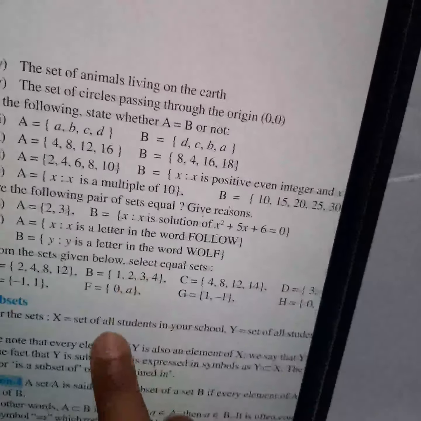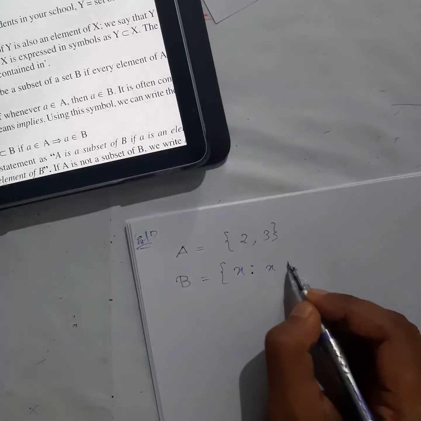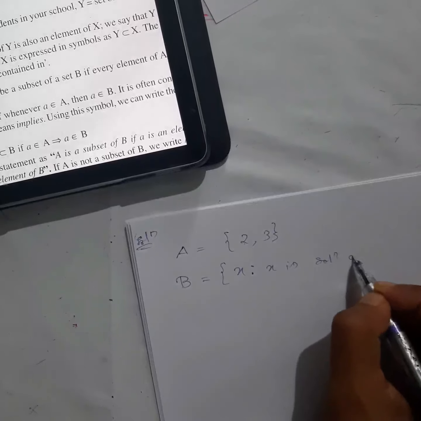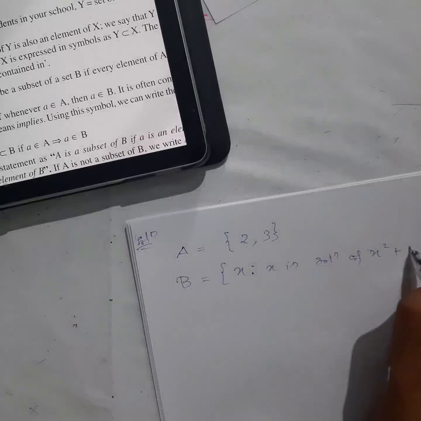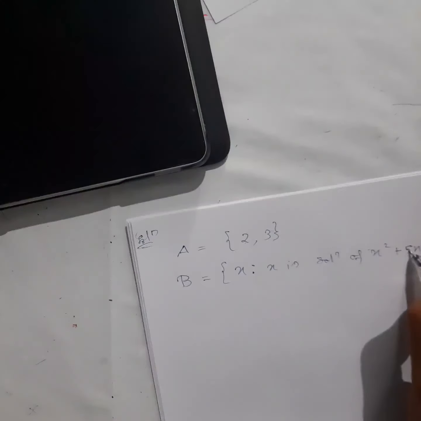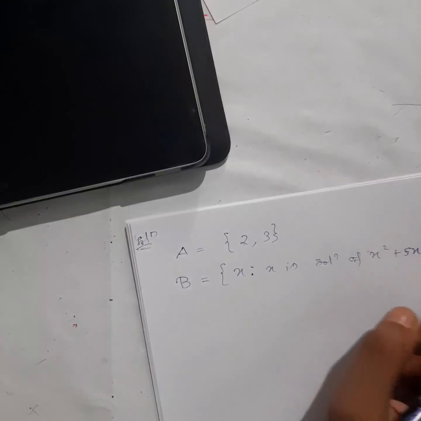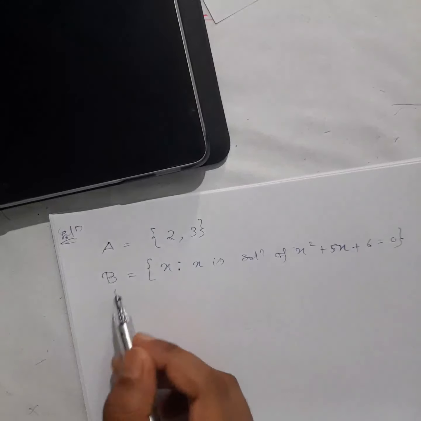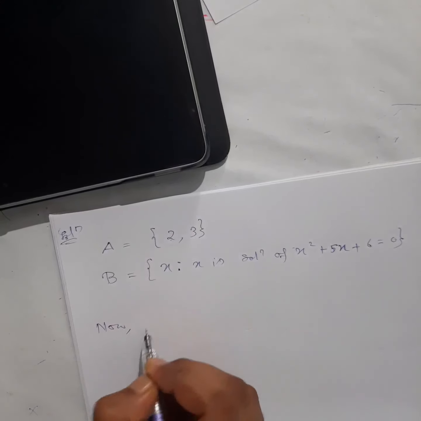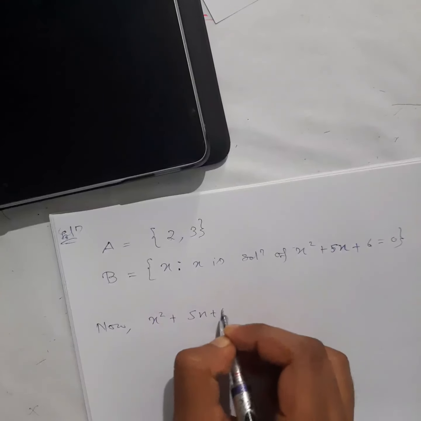So let's find out the solutions. The solutions will be the elements here. So B, what it says, its element will be X. Now what is X? X is a solution of x square plus 5x plus 6 equal to 0. So here in this set the element itself is what? It's the solution. Solution of what? Solution of this. So let's find out the solution of this one. Now x square plus 5x plus 6 equal to 0.